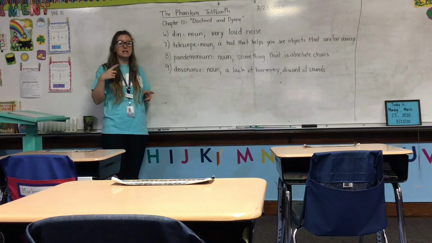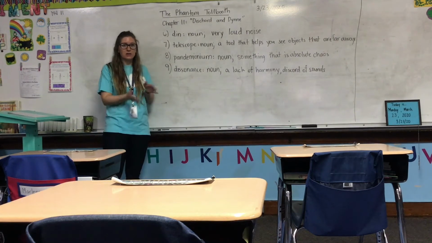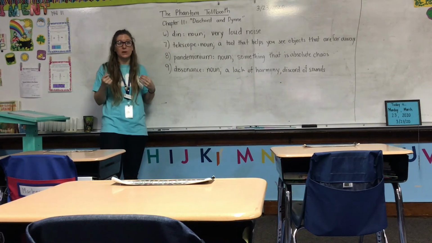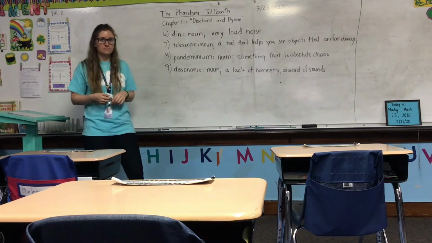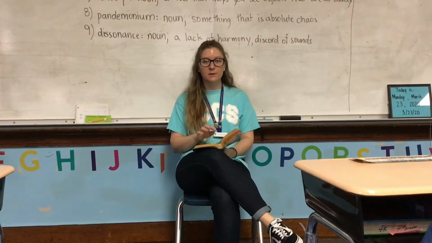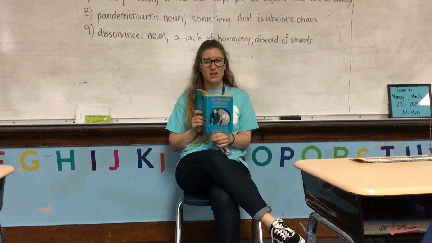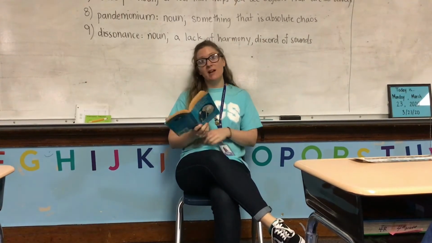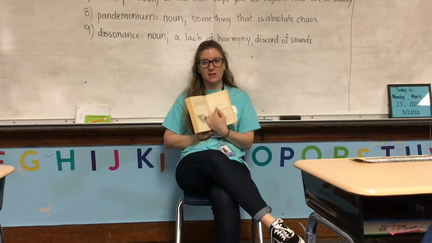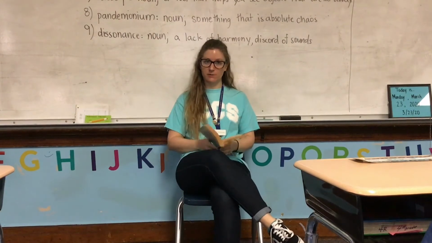Make sure you're listening for them as we read. Go ahead, you can close your vocabulary notebooks and put them away, and then get out your book, The Phantom Tollbooth. Okay, make sure that you are open to chapter 11. If you have my version of the book, it's on page 127. If you don't have my version of the book, I'm not sure what page it's on, but it's chapter 11, Discord and Din.